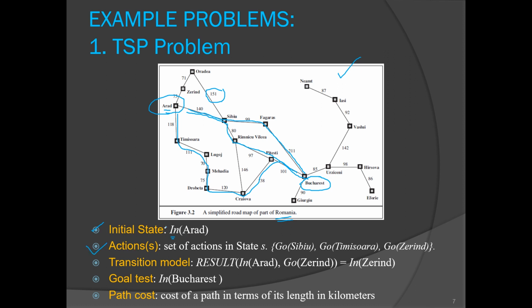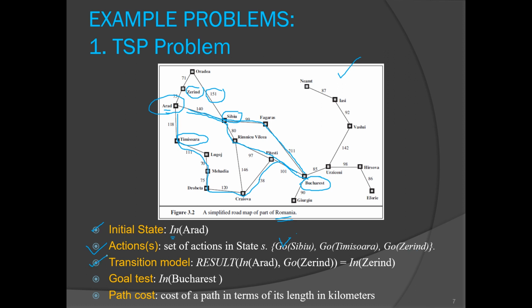Next, actions. At this moment, how many actions are possible? At this state, our agent may go to Sibiu, which is one city, then Timisoara, and then Zerind. So these three actions are possible at this state, and this will be my set of actions. I am indicating that action with the help of this Go function. So from the Arad state, he may go to Sibiu or Timisoara or Zerind. These are my set of actions.